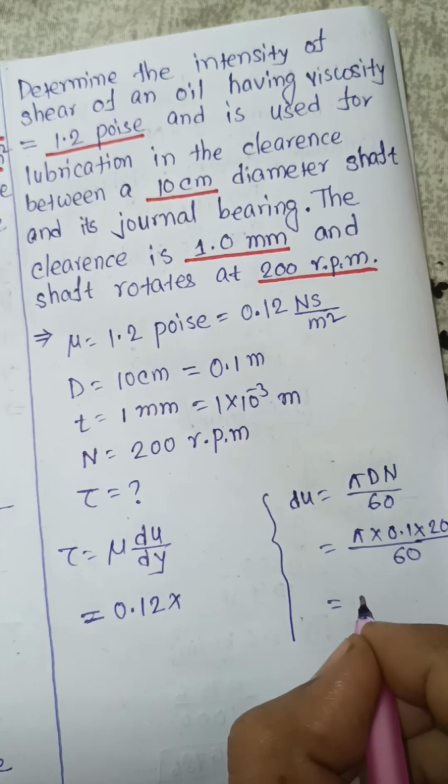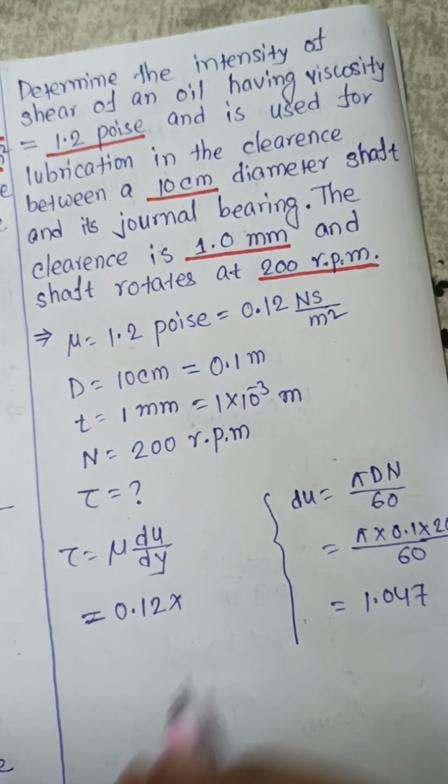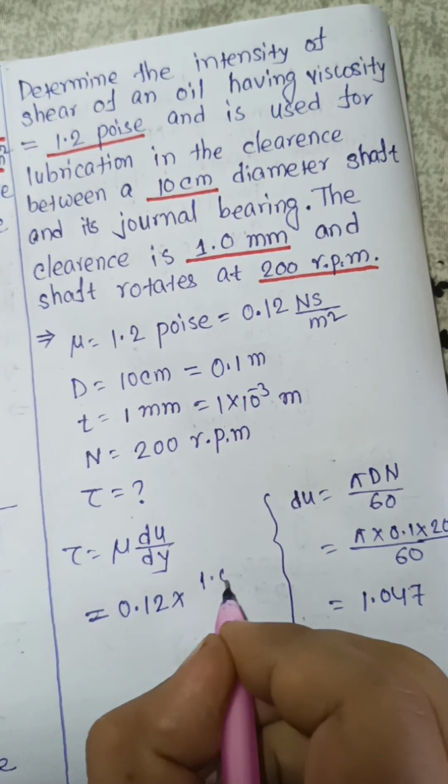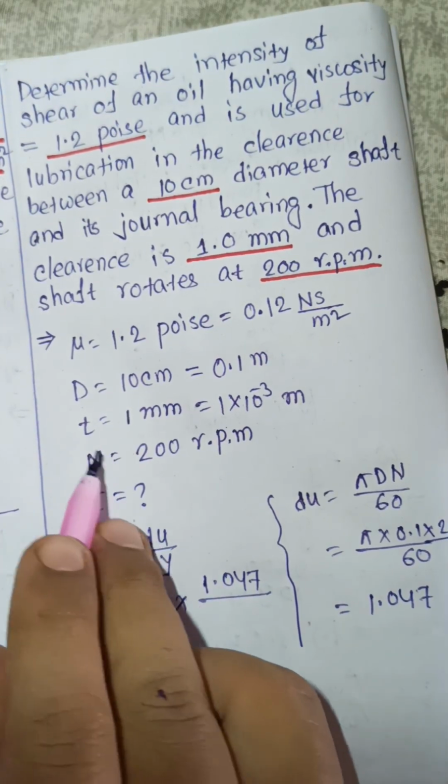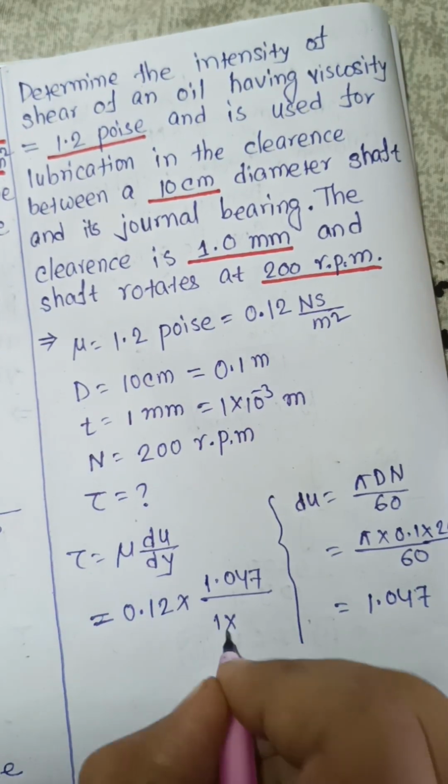Okay, so if you calculate that value, this value will be 1.047. Now put the value here, 1.047 divided by dy. What is the value of dy? That is 1 into 10 to the power minus 3.